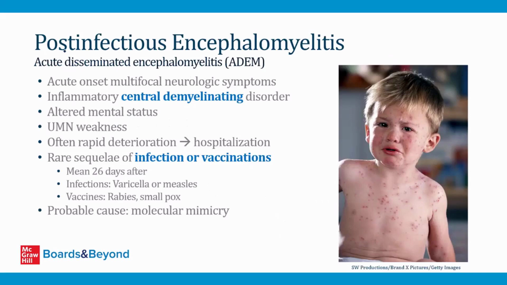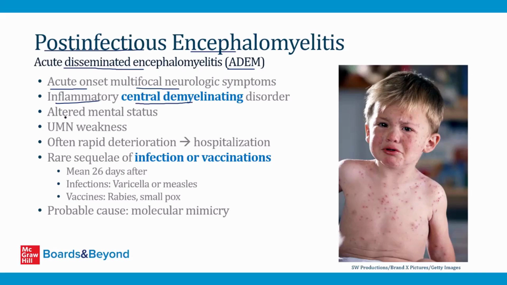Okay, our next demyelinating disorder is post-infectious encephalomyelitis, also known as ADEM or acute disseminated encephalomyelitis. This is an acute onset condition. It usually develops over weeks, and it involves multifocal neurologic symptoms. We'll talk about those symptoms in just a minute. It's an inflammatory condition that leads to central demyelination. So we're talking about axons of the brain and spinal cord, not peripheral demyelination like some of the other disorders we talked about in this video.